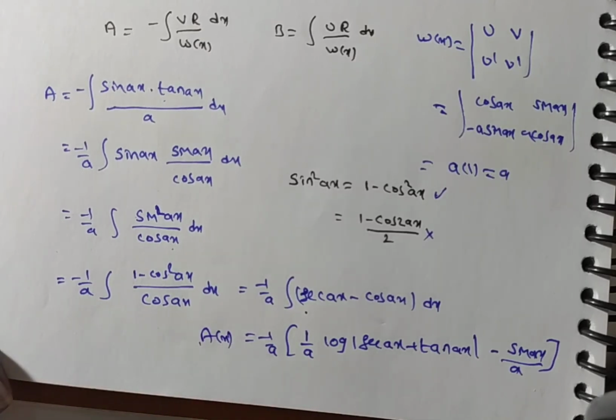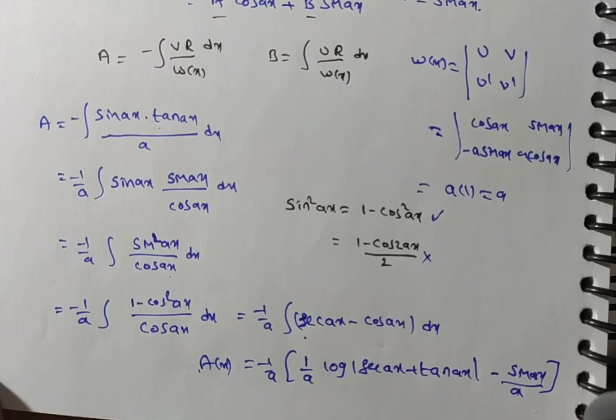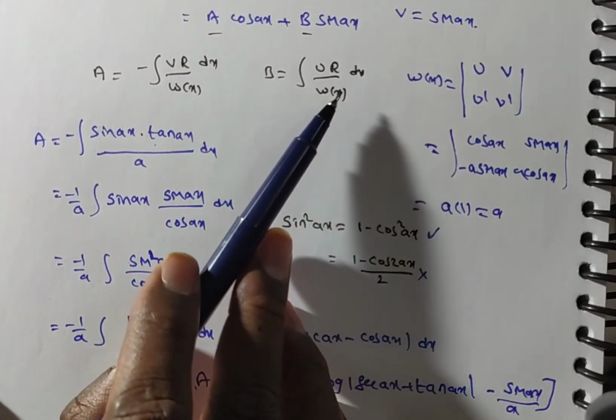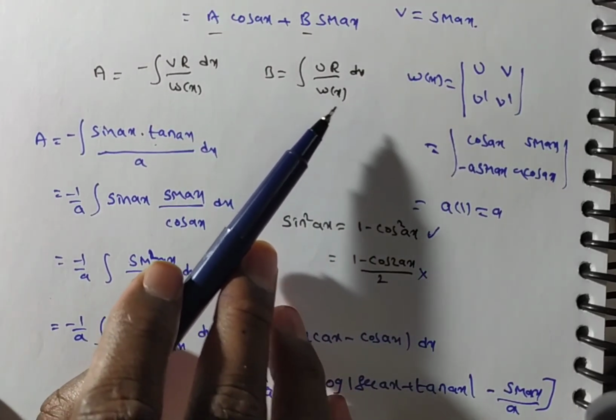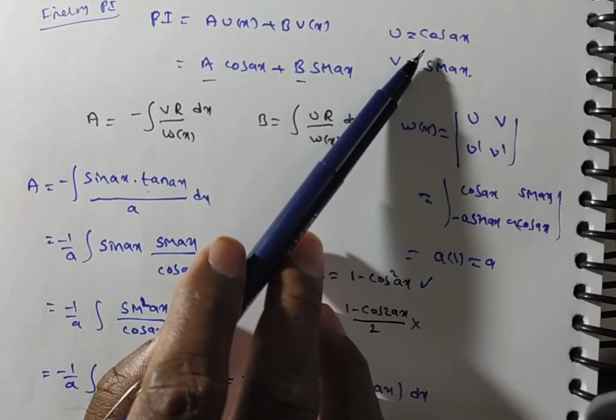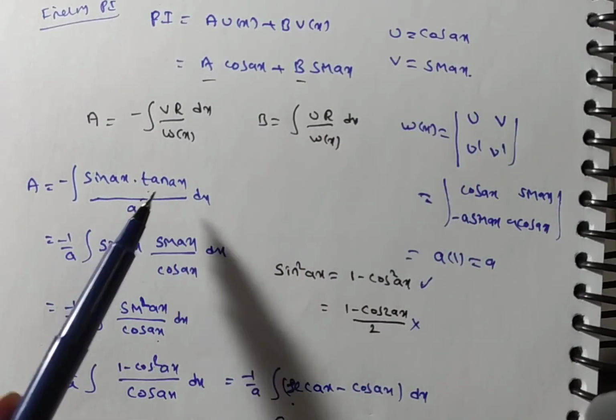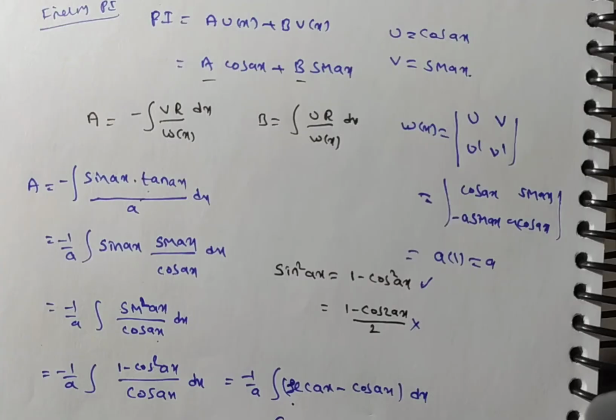Next, what do we need to find? The B of x value. What is B? It is u of x into r of x by w of x. So u of x is cos ax, r of x is tan ax, and w of x is a.